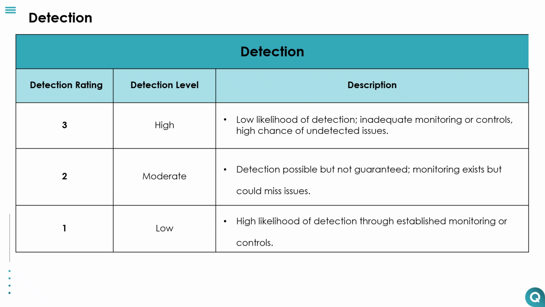And here also we have a table indicating the same actions for detection. So detection ratings of 1, 2 and 3 are assigned to levels low, moderate and high.